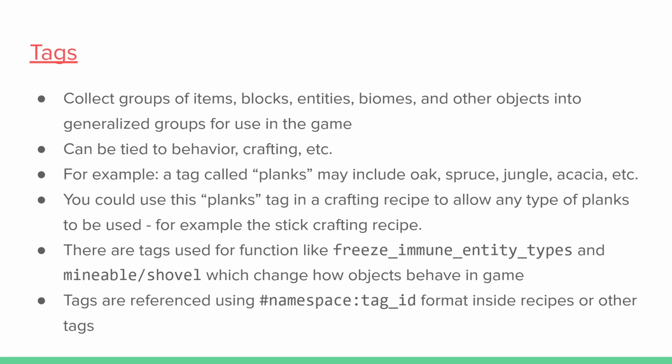So you have freeze immune entity types, which means they're immune to the freezing effect from powdered snow or deep snow or whatever. And then you have the mineable ones, which change how being mined by different tools reacts. There's a bunch of different tags, so it's good to look through the tags page on the Minecraft wiki.